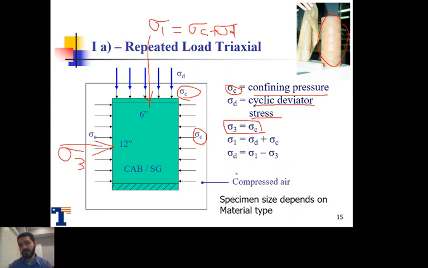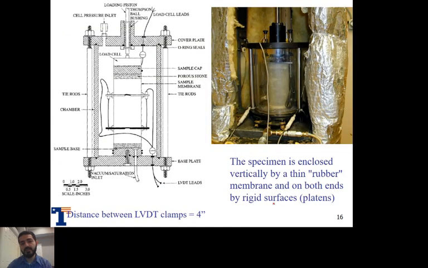So we could tell here that sigma D, for example, if I want to just put it on one side, is going to be sigma 1 minus sigma 3. And again, we can have compressed air or compressed liquid to simulate confinement. The specimen size depends on the material type. If we have a fine material, fine soil, we don't need a big sample. But if we have a coarse material, we will have to have a bigger size.